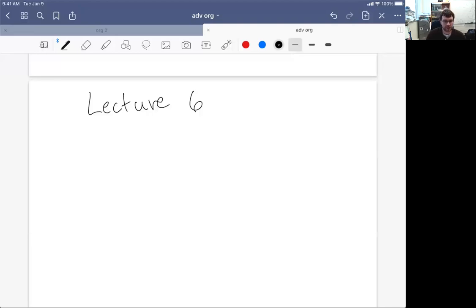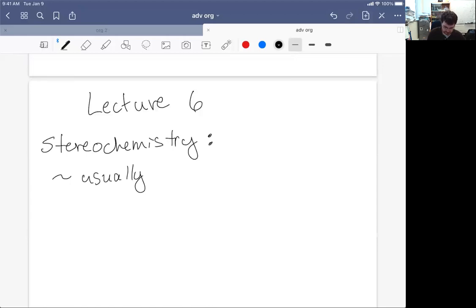In this lecture, I want to talk about stereochemistry. So just to review, stereochemistry usually occurs when a carbon has 4 different groups attached to it. It's not really a definition of stereochemistry, but it's a good starting point.